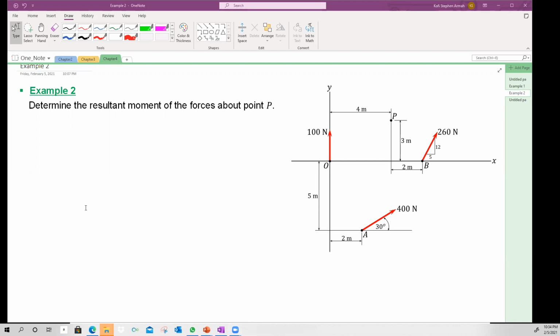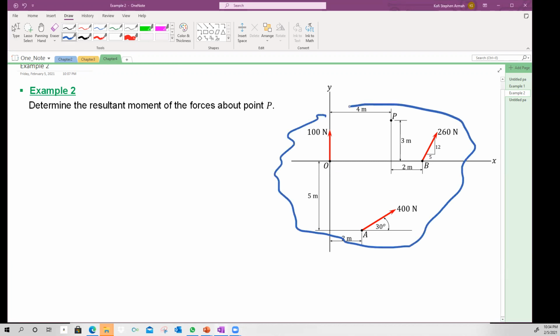Let's say we have a plate, some kind of a plate, 2D, and it's lying there. This is our X, that is our Y, which doesn't matter. We have some forces acting at different points on the plate. We have 1, 2, and 3 at point O, point B, and then point A.